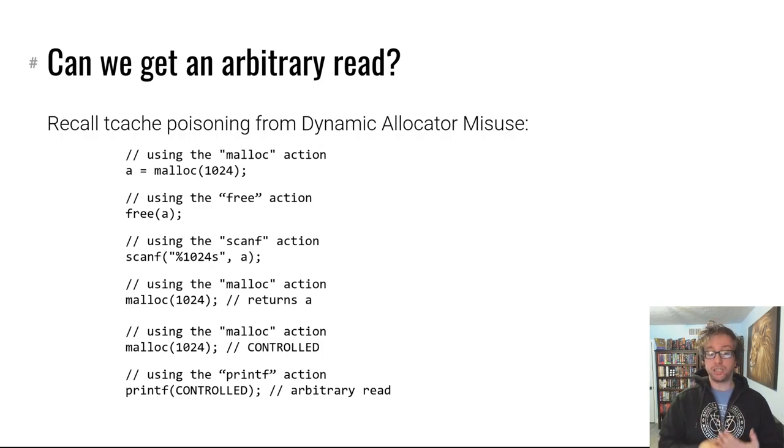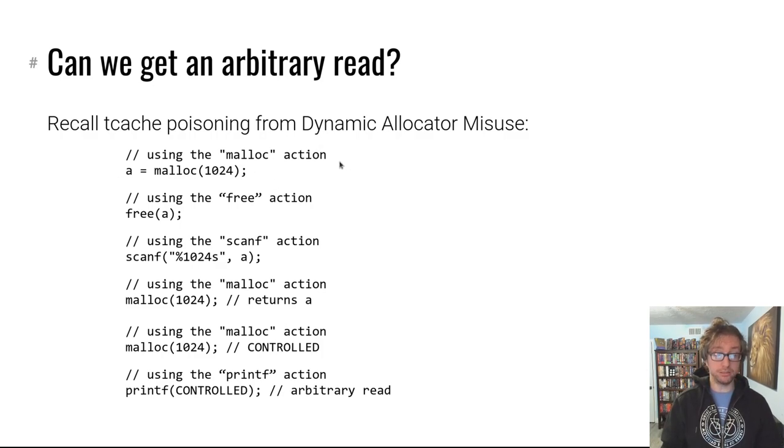Of course, this application, as we saw, because of race conditions, uses the heap unsafely. Single-threaded, it'll be safe heap-wise. Multi-threaded, suddenly we have problems. So of course, you have done heap exploitation in the dynamic allocator misuse module, and you did a lot of T-cache poisoning, and you can apply that here. So imagine a T-cache poisoning attack.